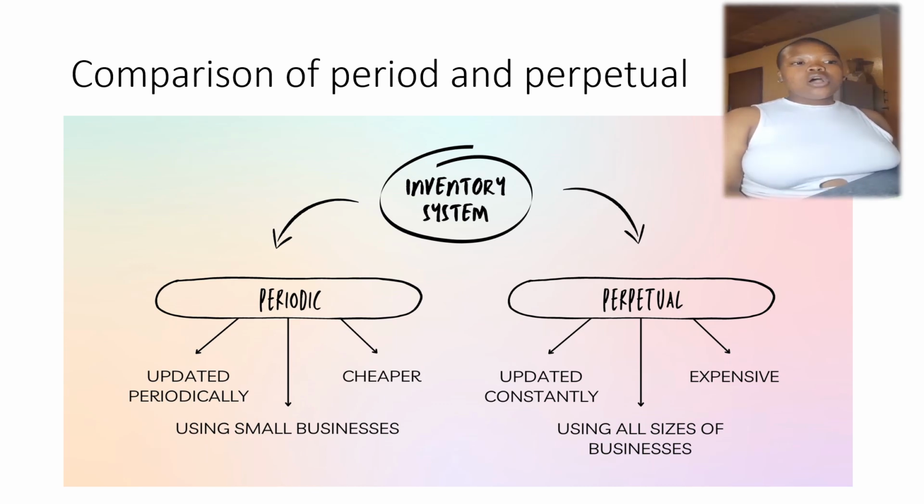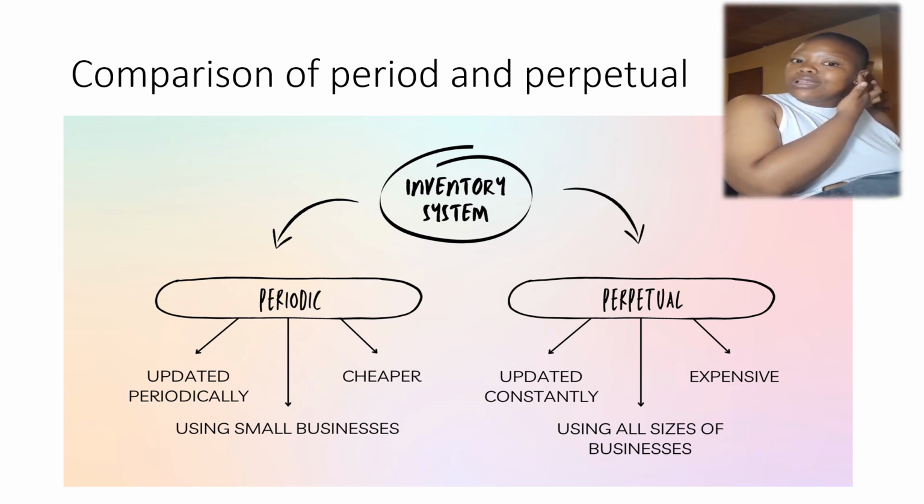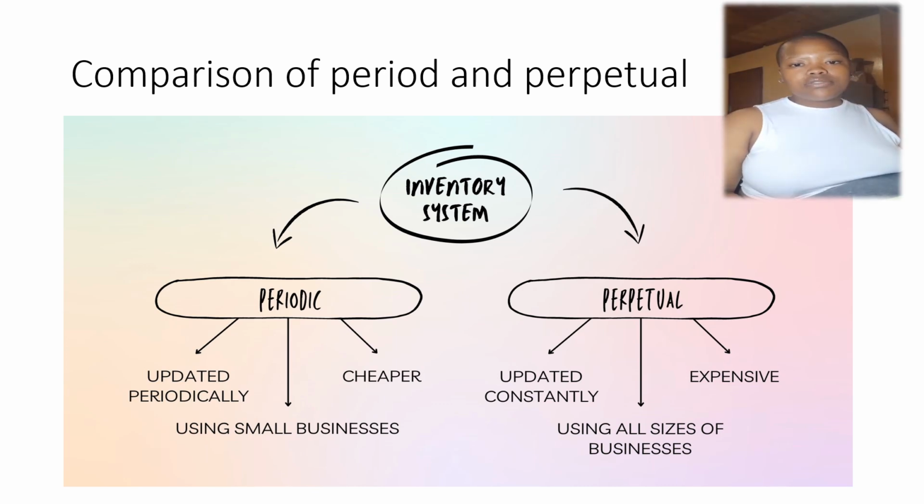Also, the difference between the two is that in the perpetual inventory system, the trading stock account is used when goods are bought, and in the periodic system, the purchase account is used when goods are being bought. That's the difference. Periodic uses the purchase account, and perpetual uses the trading stock account.